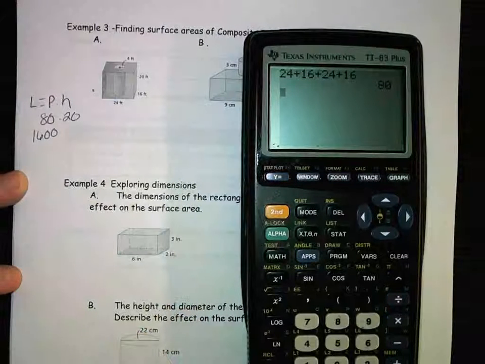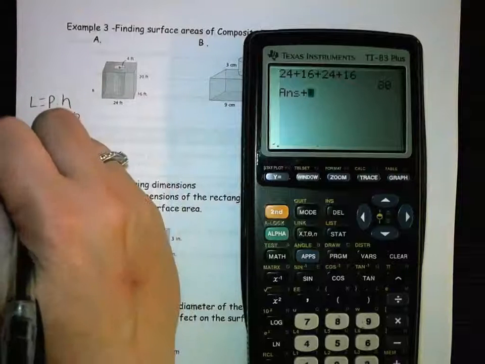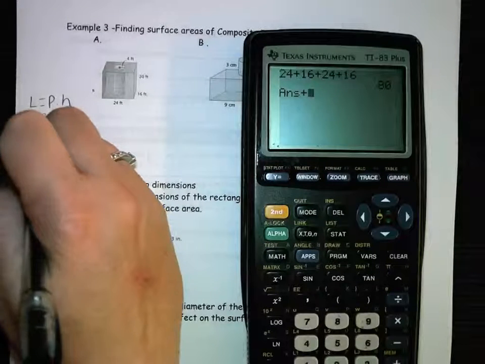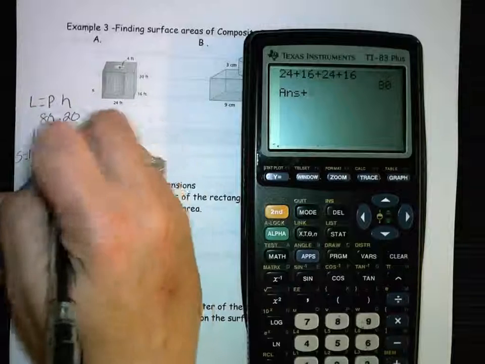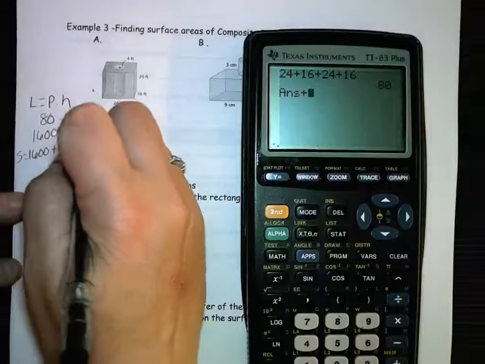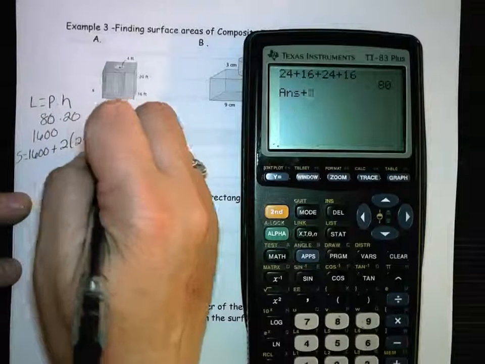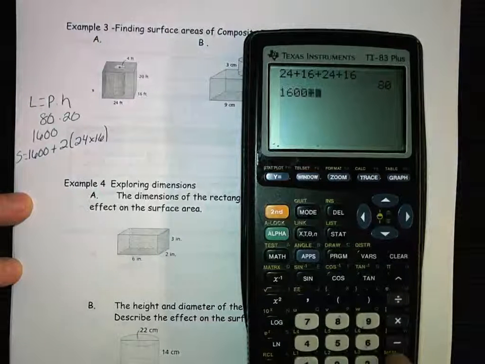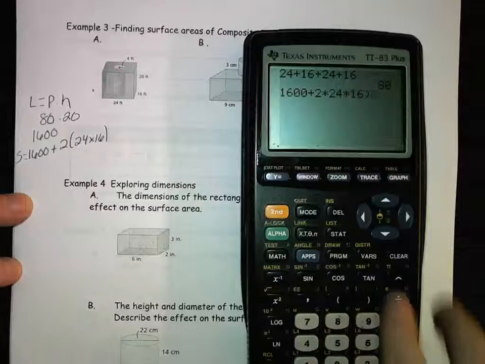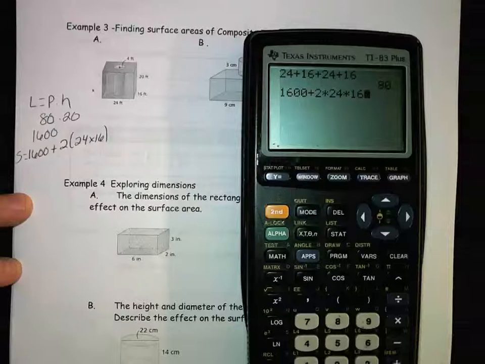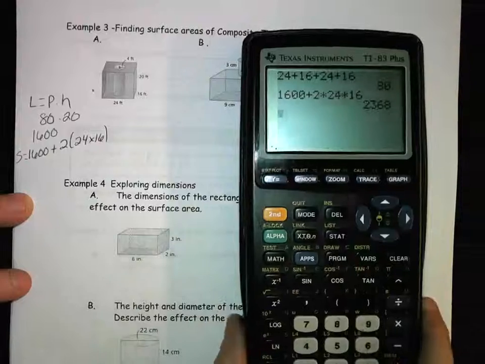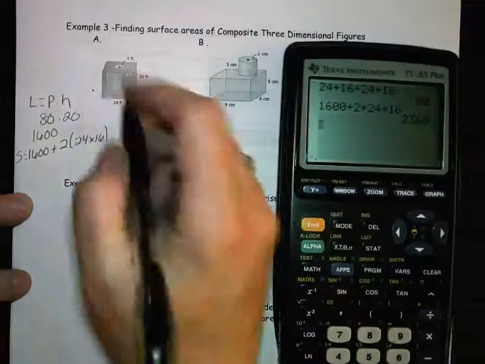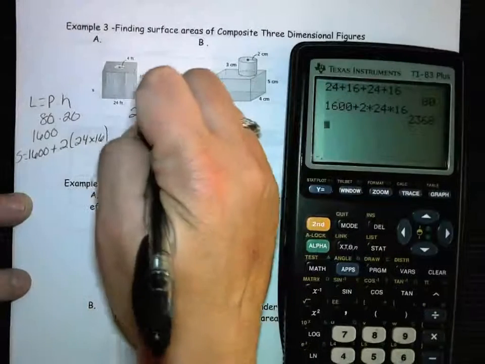And then we need to add the two bases. So for the total surface area, we will have 1600 plus 2 times 24 times 16. And the total surface area there is 2,368.